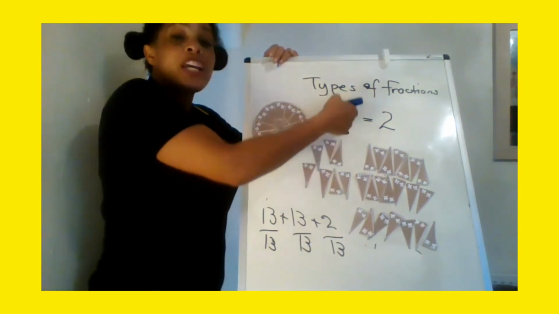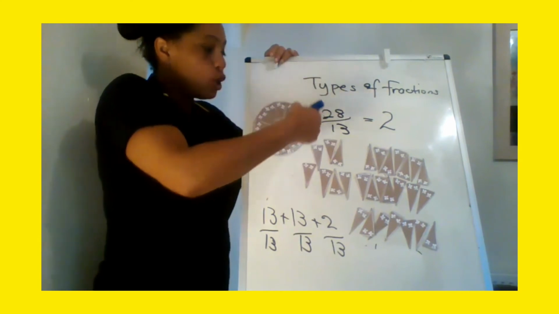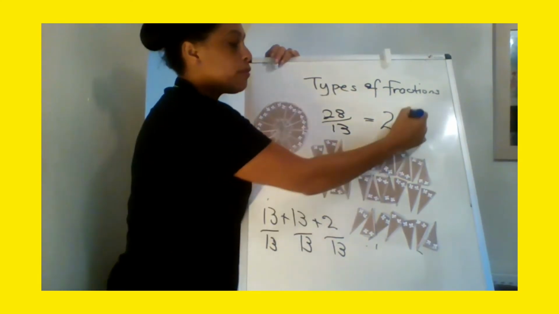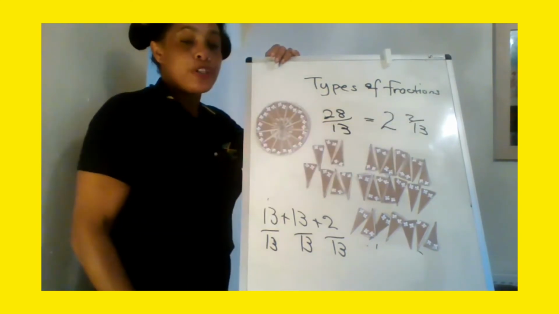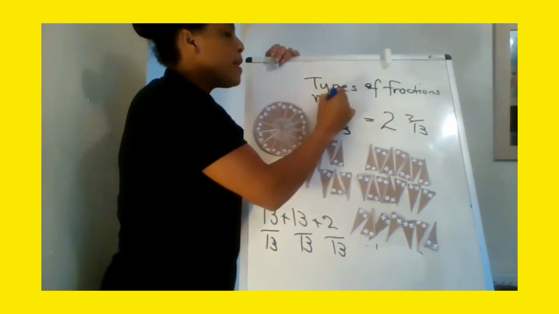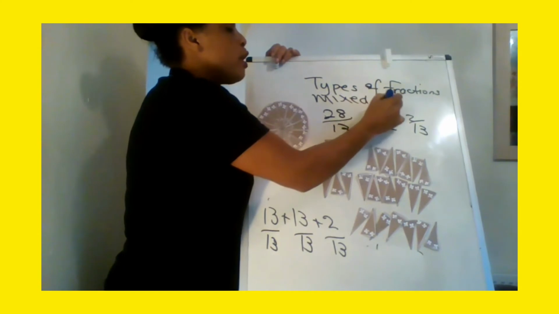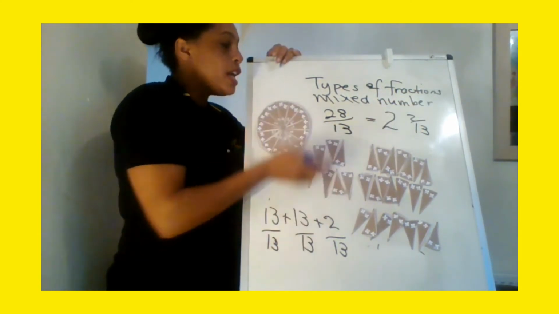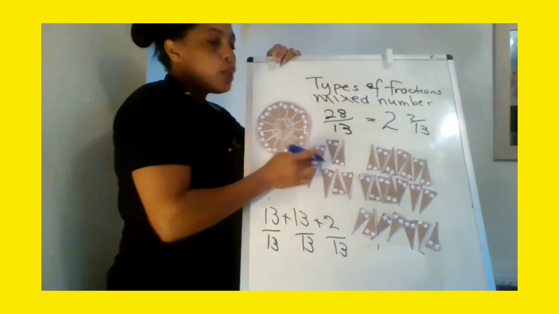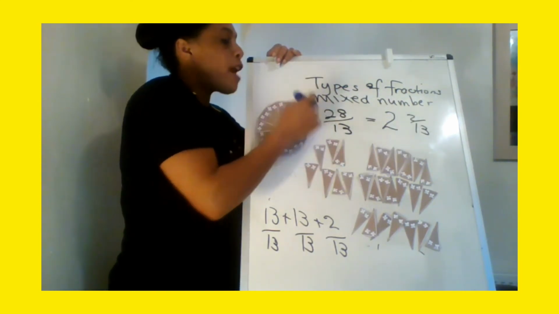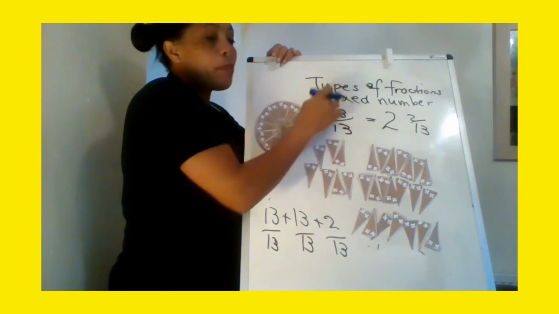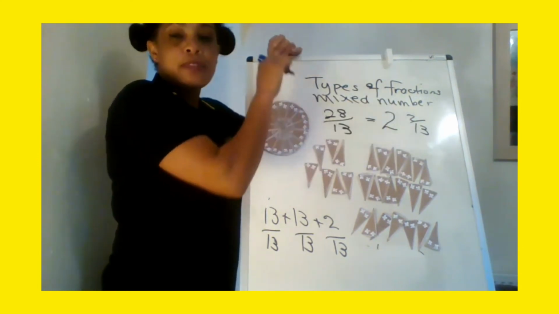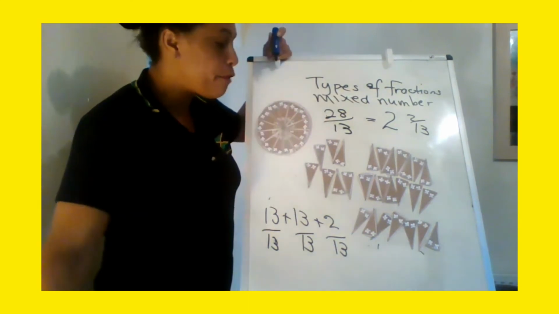So here we can change an improper fraction to a mixed number, because I have 2 cakes, and what is going to be left will be 2 out of 13. So here we have a mixed number. Remember, it's not called a mixed fraction, it's called a mixed number. A mixed number is made up of a whole number and a fraction.